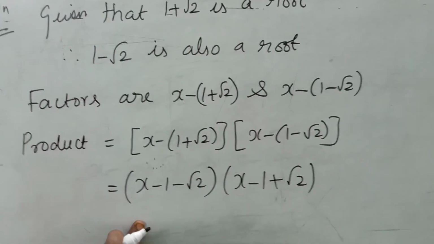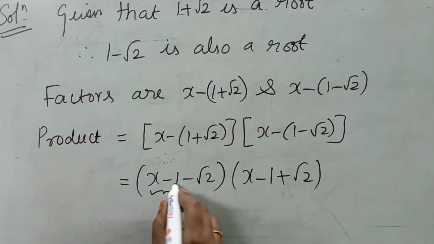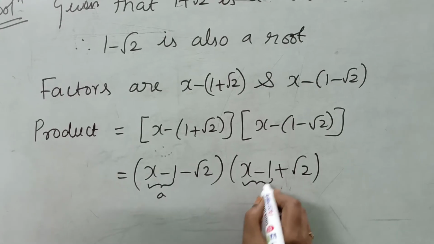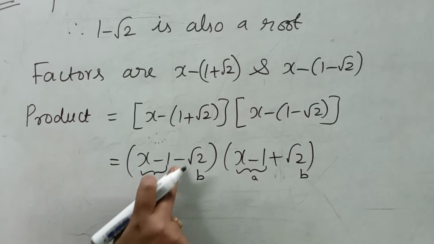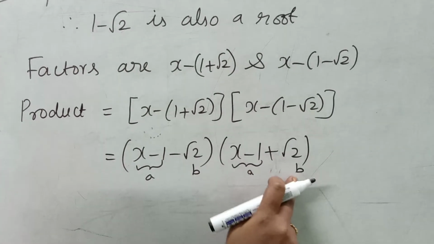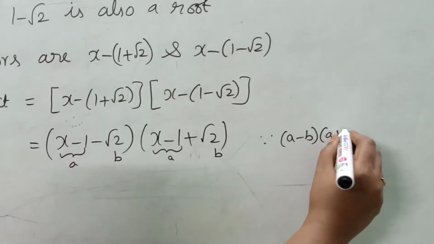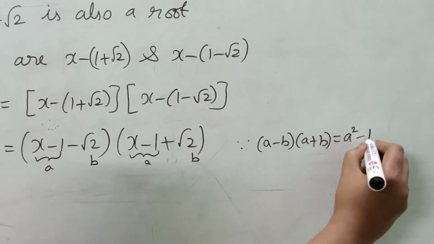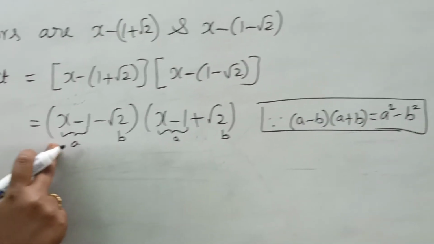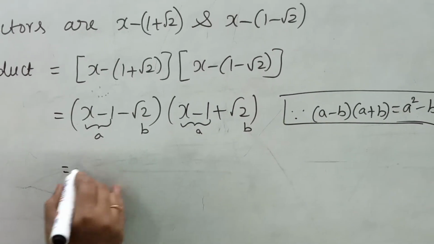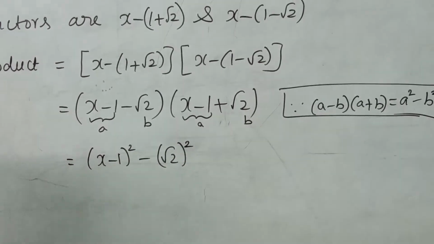We are going to multiply these two factors. We apply the algebraic formula. Here my a is x minus 1 and b equal to root 2. What formula are we going to use? A minus b and a plus b is equal to a square minus b square. That identity we are going to use here. My a is x minus 1, b is equal to root 2. A square is x minus 1 whole square, b square is root 2 square.